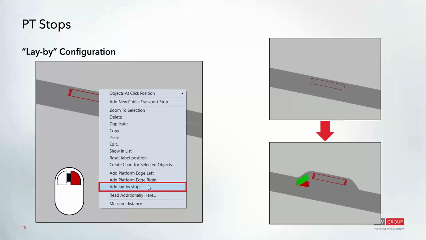And what this will do is it'll automatically create all of the lay-by geometry for you. So it's going to add in the separate link and then a couple of connectors here to connect that to the main link. And then it's also going to add in a conflict area. And then it'll also automatically move that stop for you from the main link to that new geometry.